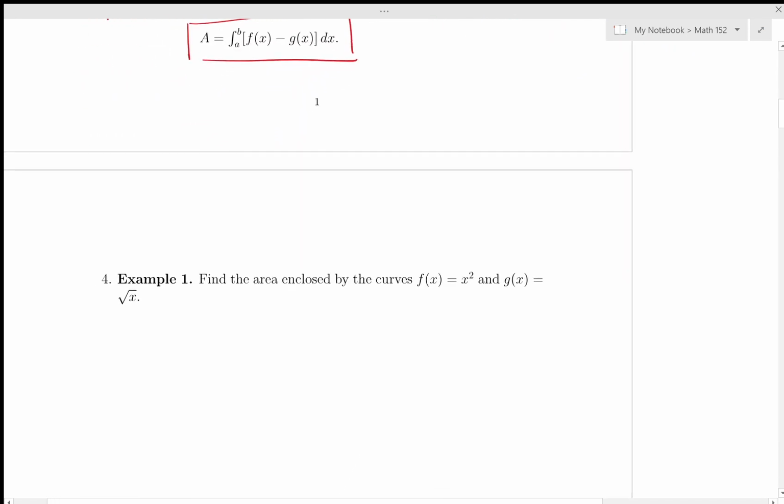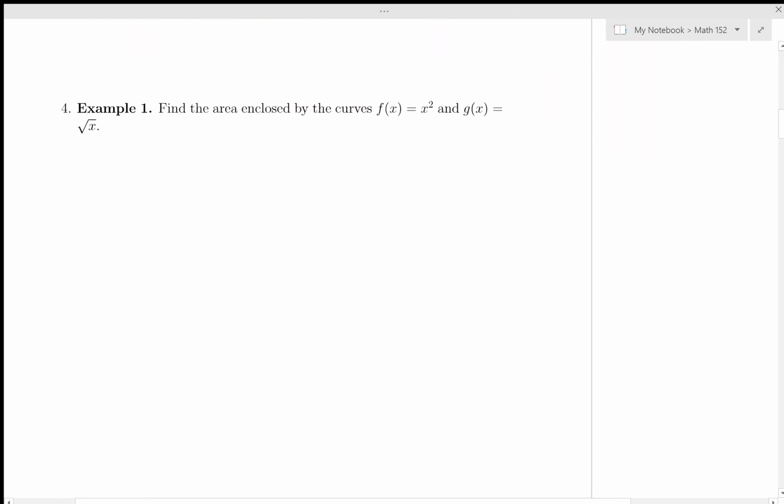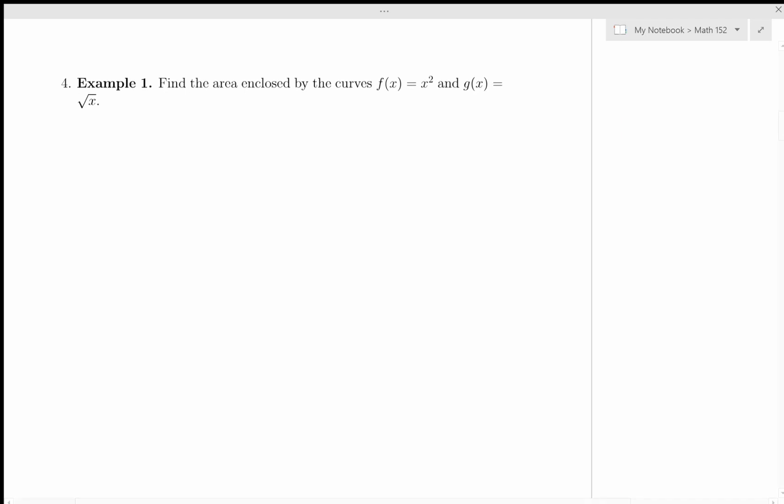Okay, let's do an example. Here's a typical type of example. We want to find the area enclosed by two curves. Notice we're not given the endpoints here. We've just been told to find the area enclosed by the curves f of x equals x squared and g of x equals square root x.